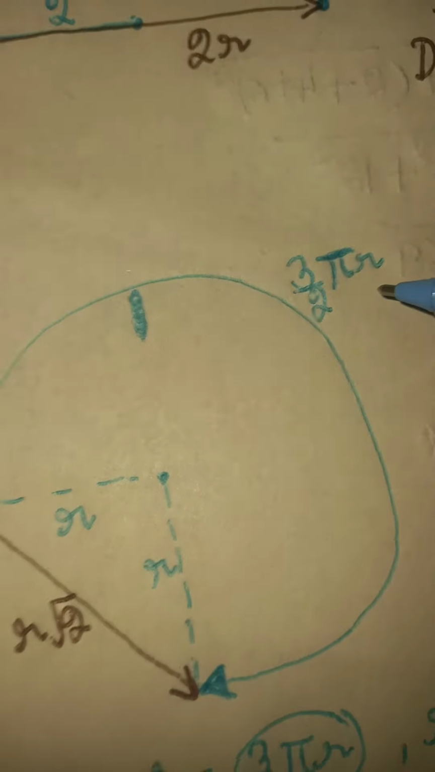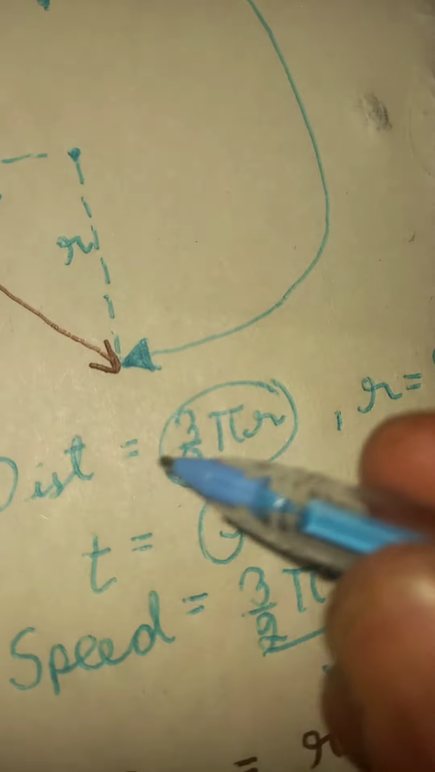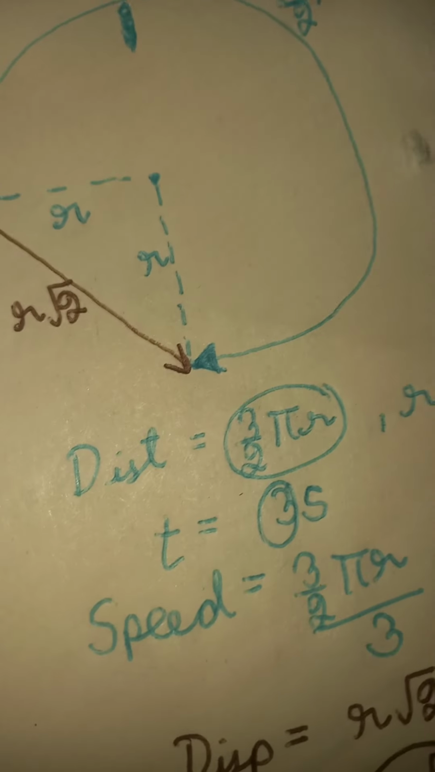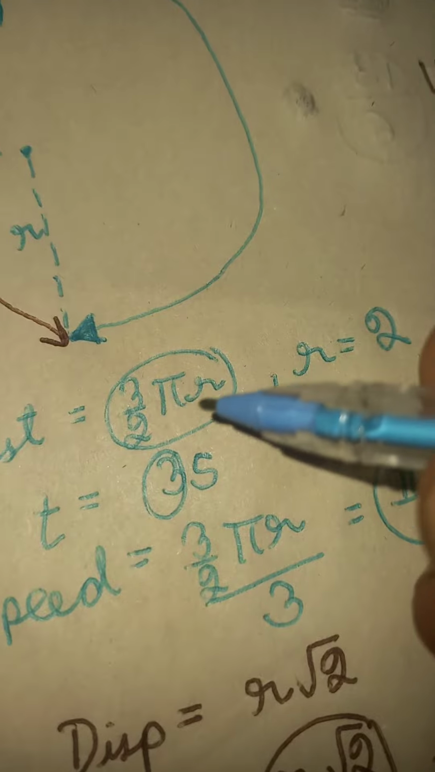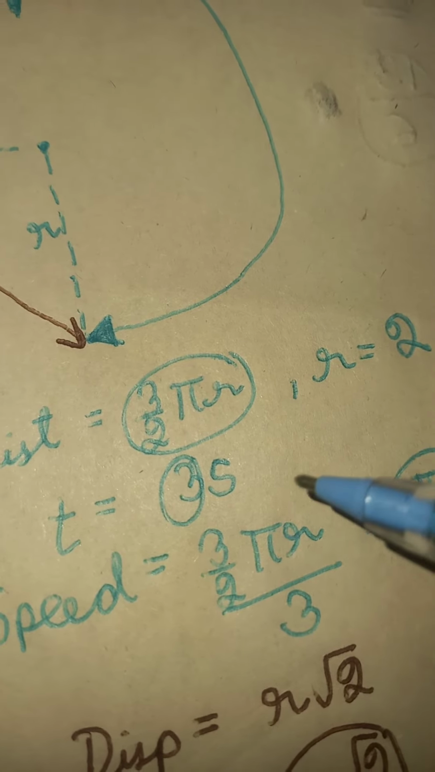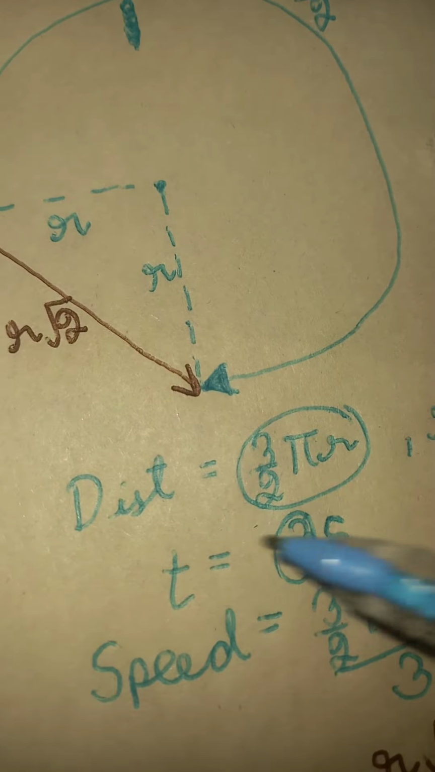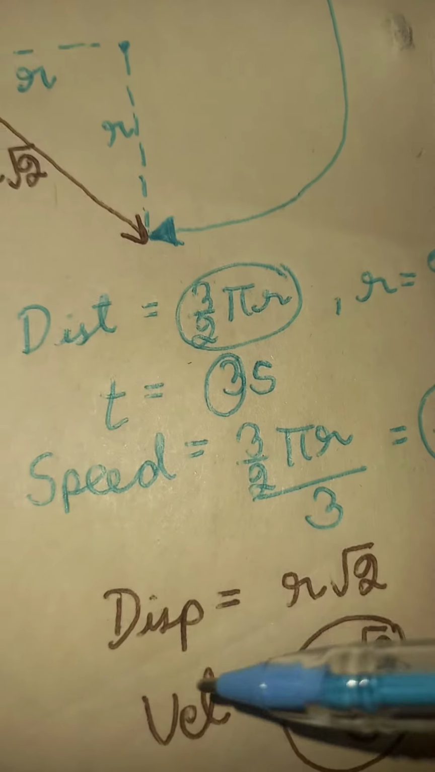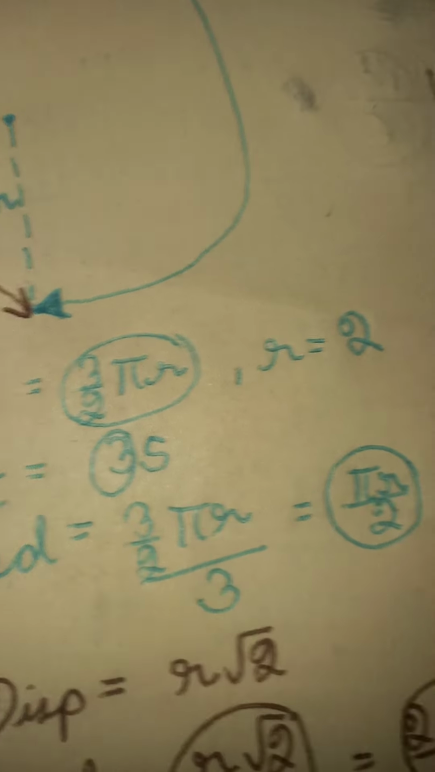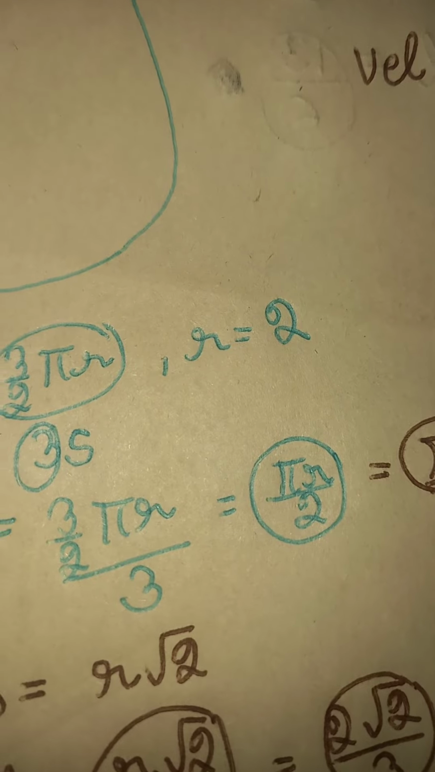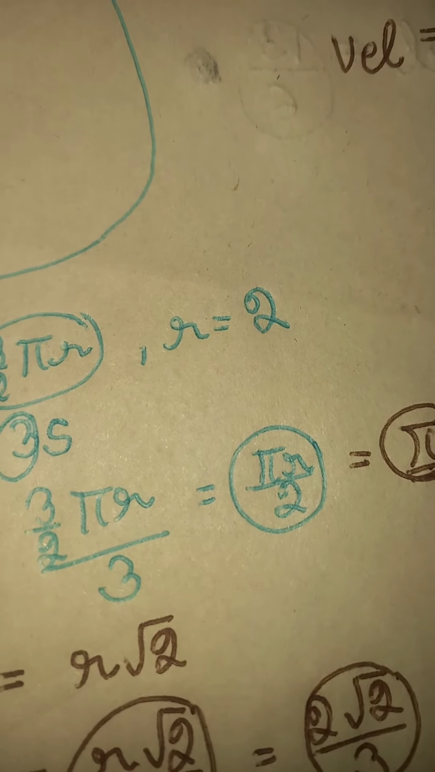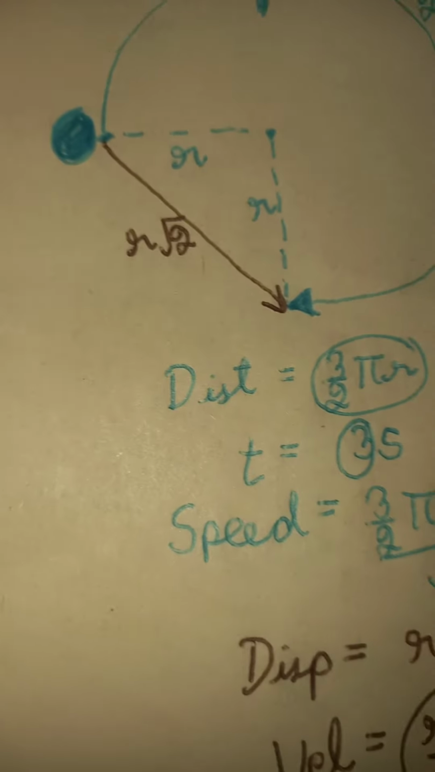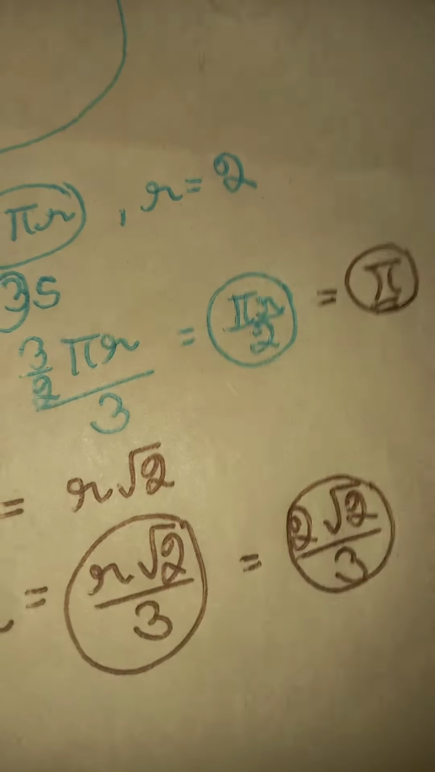3 by 2 pi r is the total distance, and the radius is 2, so the total distance is 3 pi units. Time taken is 3 seconds, so the speed is 3 by 2 pi r by 3, and r is 2, so the 2s cancel, and it is pi. Pi units per second is the speed of the ball traveled.